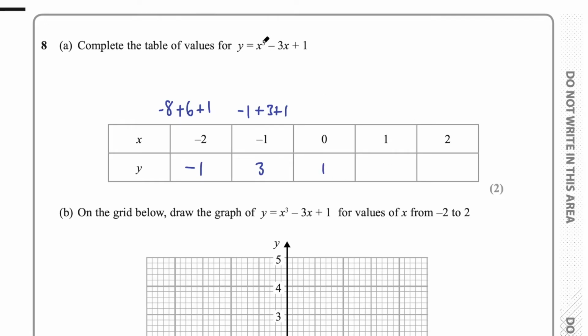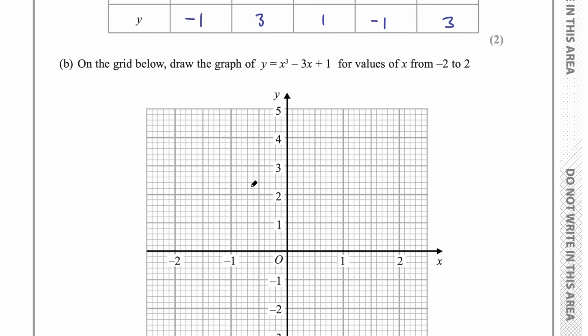1 into this, that would be 1 take 3 plus 1. That would be minus 1. Minus 2 plus 1, minus 1. And then 2 into this would be 8 take 6 plus 1. That's 2 plus 1, which is 3. Okay, so that's 2 marks to complete that table. Then we need to plot the points.